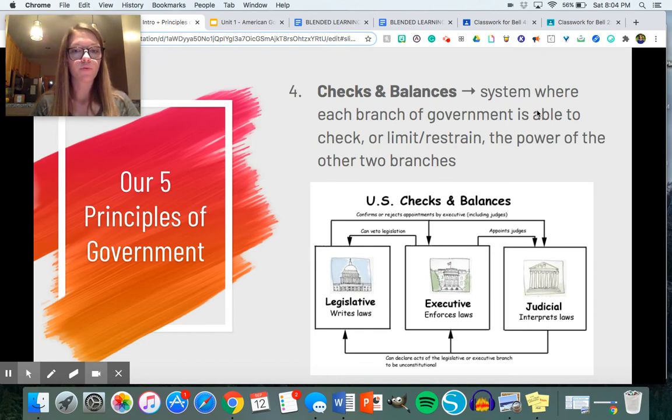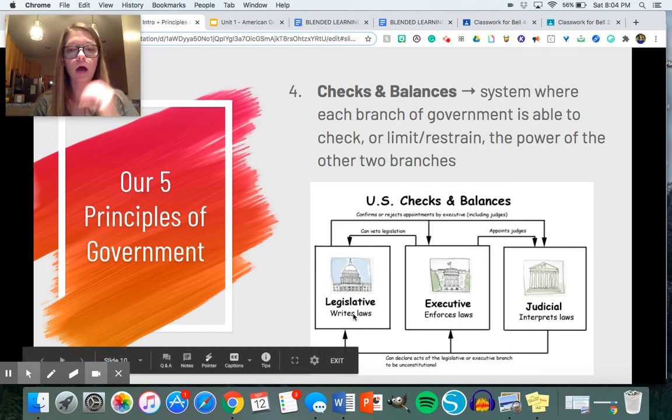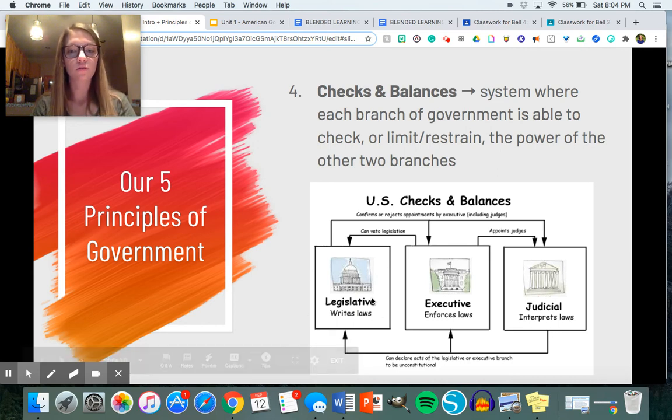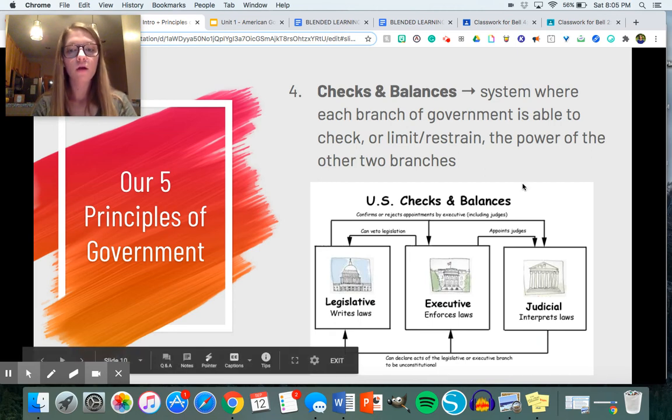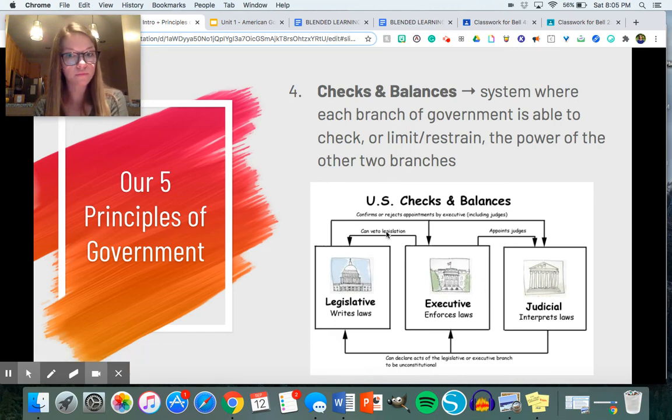So, for example, we know from the last slide that the legislative branch, Congress, writes the laws. Well, before a law can actually become a law, the president has to sign it, and they can veto or reject a law. That is probably one of the most common examples that you can think of for checks and balances: the president vetoing or rejecting a law that Congress writes.